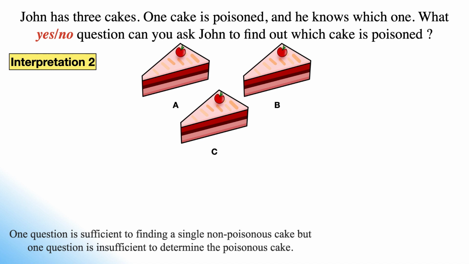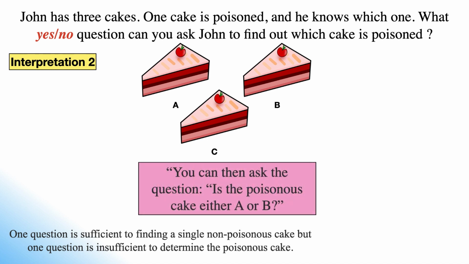A yes/no question gives you one bit of information. You need two bits of information to distinguish the poisonous cake from the non-poisonous cakes. As I have already mentioned, one question is sufficient to find a single non-poisonous cake. Let the cakes be labeled A, B and C. You can then ask the question, is the poisonous cake either A or B?